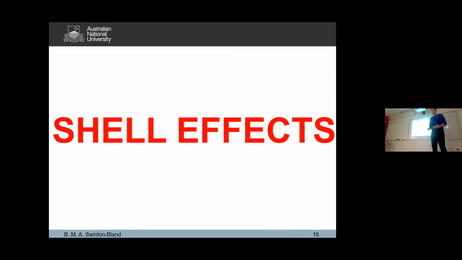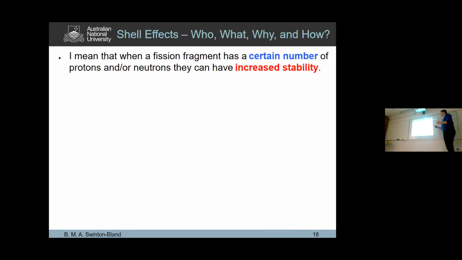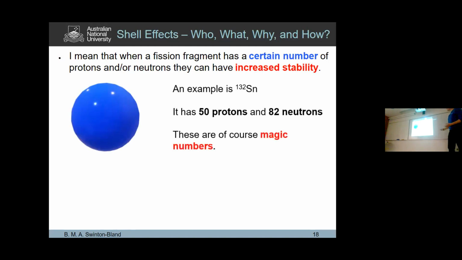But what do I actually mean when I say shell effects in terms of the fission process? Well, I mean that when a fission fragment has a certain number of protons and or neutrons, it can have an increased stability. So many of us are familiar with a very stable nucleus, tin-132, which has 50 protons and 82 neutrons. Of course, these are magic numbers, and therefore this is a doubly magic nucleus.